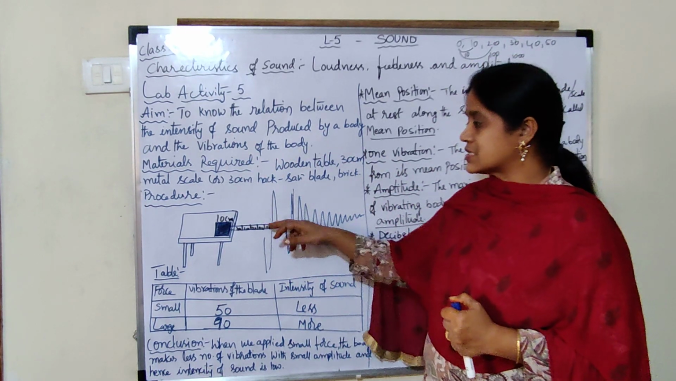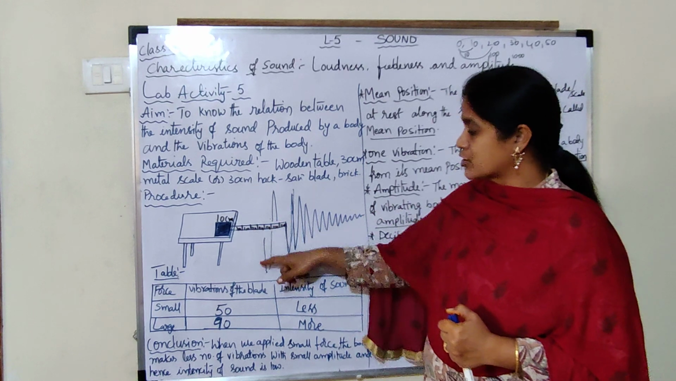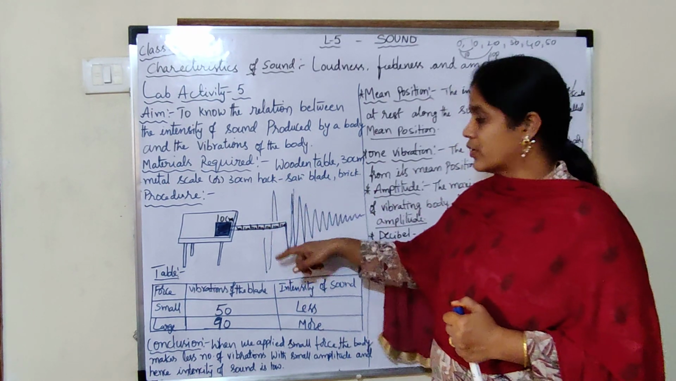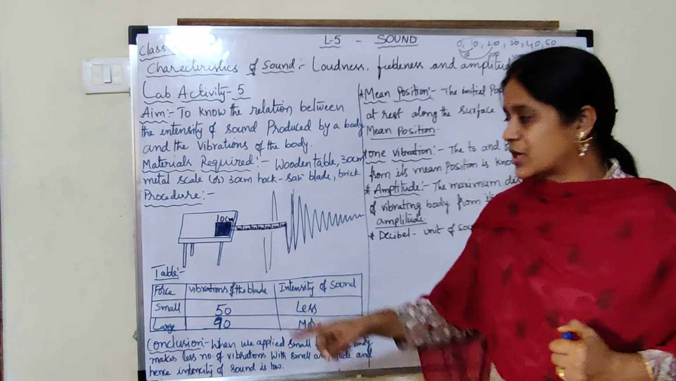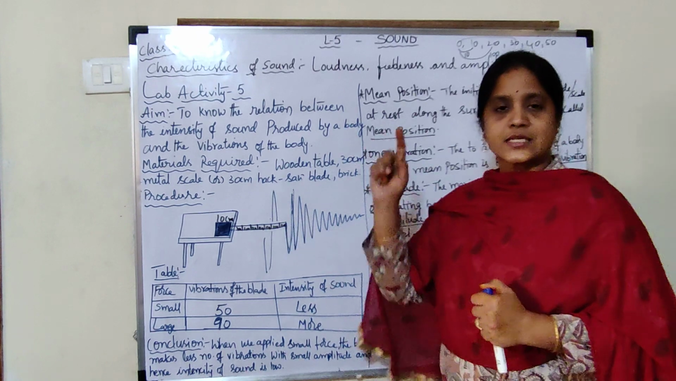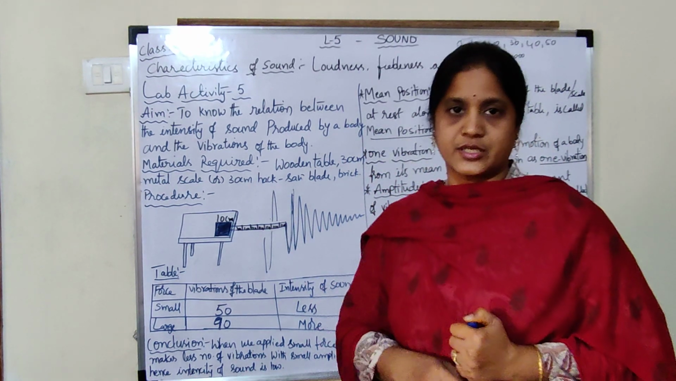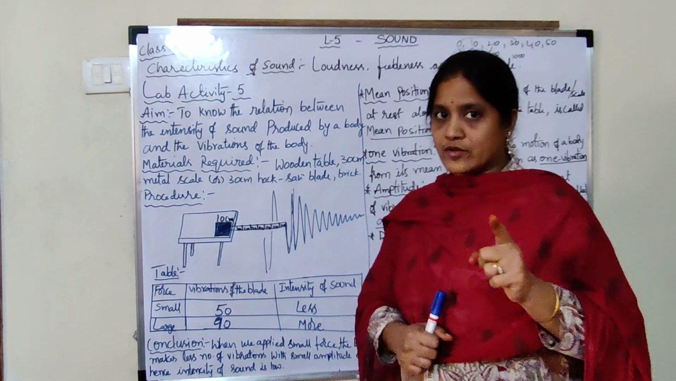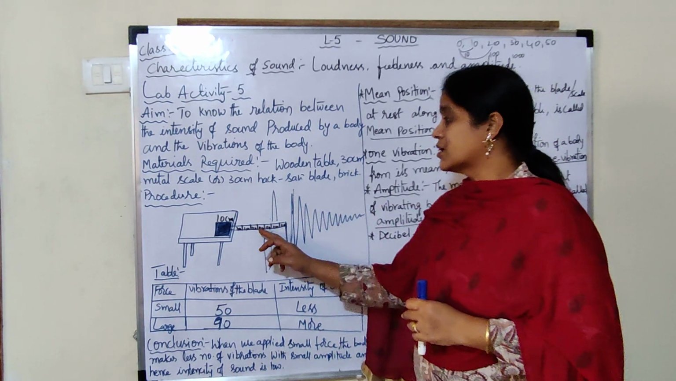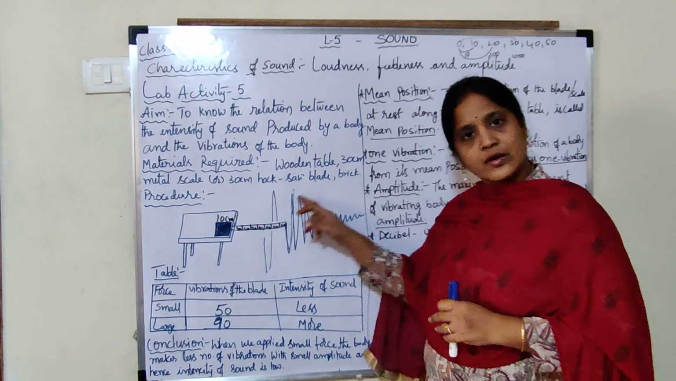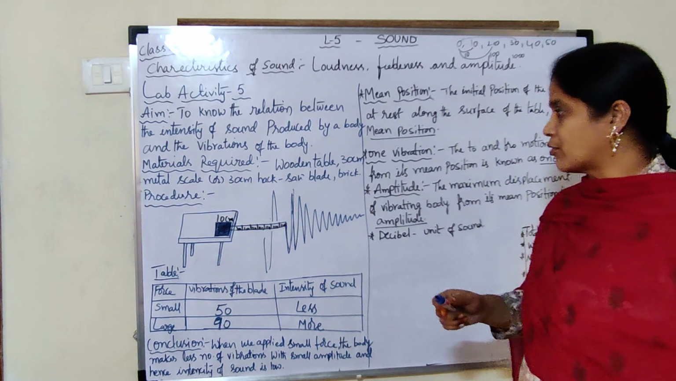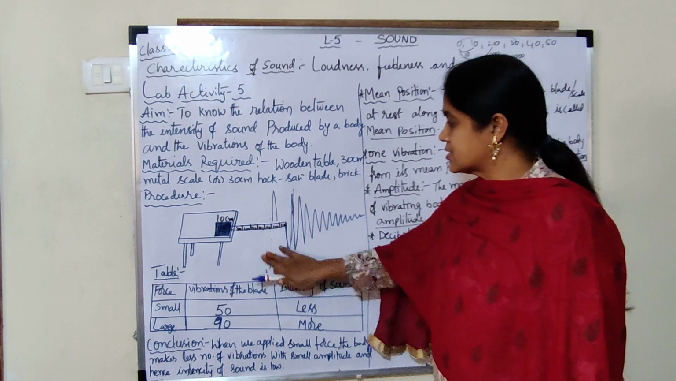So how does that scale vibrate? Going down, to and fro, to and fro. If you count one complete to and fro motion of your vibrating body, it is known as one vibration. Like that, you count how many vibrations are produced by this scale. Okay. Now one more point we have to discuss.